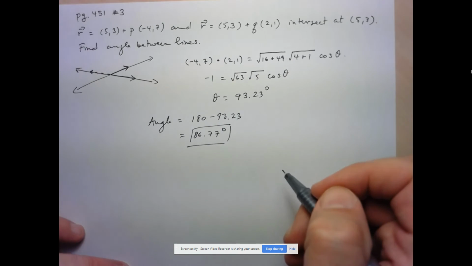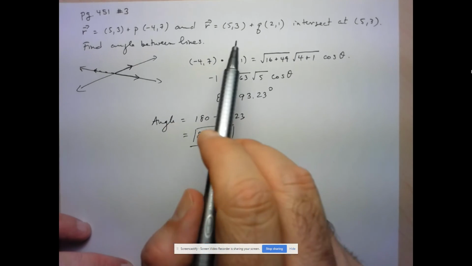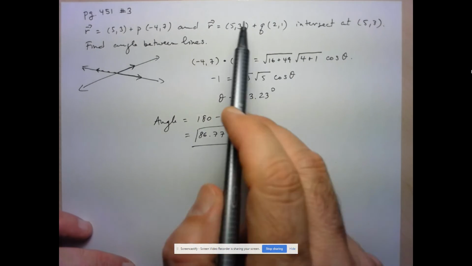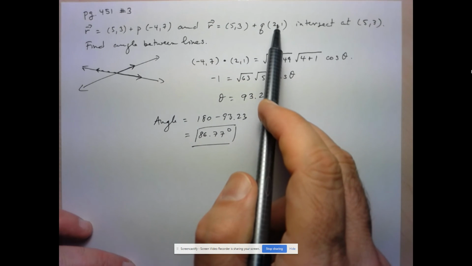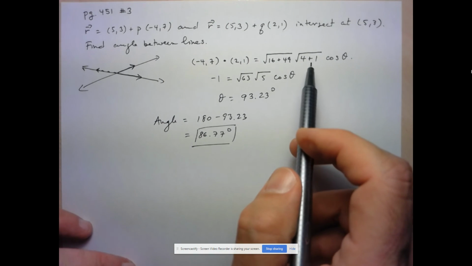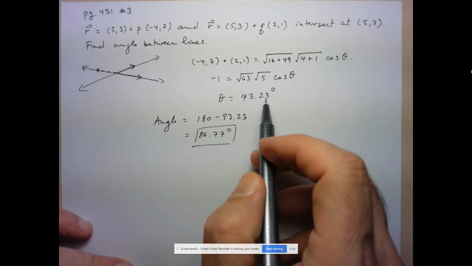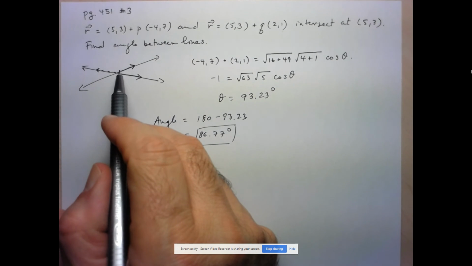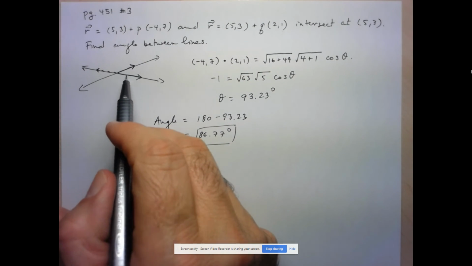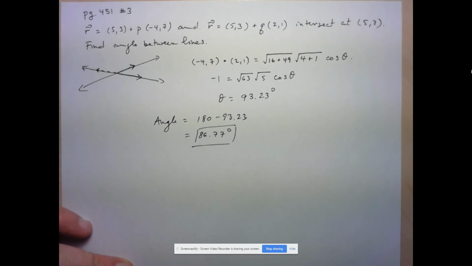So just to recap here, finding the angle between two lines is equivalent to finding the angle between their direction vectors, which we did using the dot product. But because our answer was an obtuse angle, we just subtract from 180 to get the acute angle, which is by convention the angle between two vectors. Okay, that's it for this one.